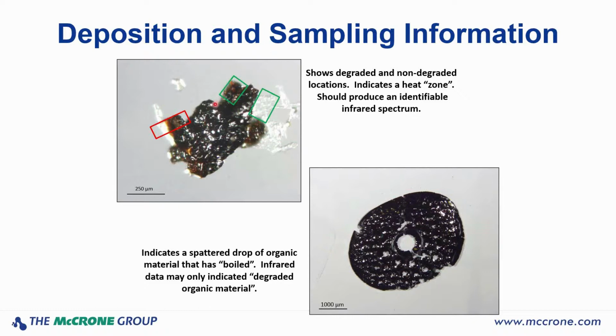This is another approach, is to go in and take a sample of the dark area and a separate sample of the unaffected, the virgin area, if you will, and cut out those samples and only do analyses on those.